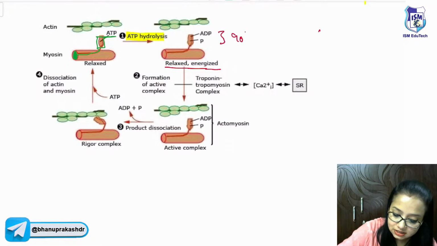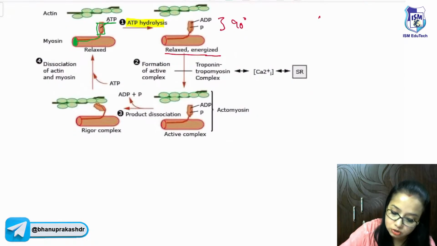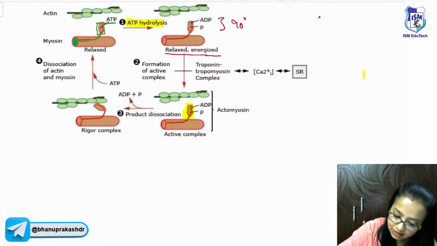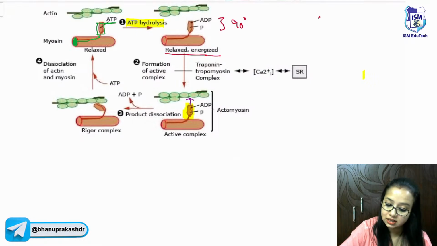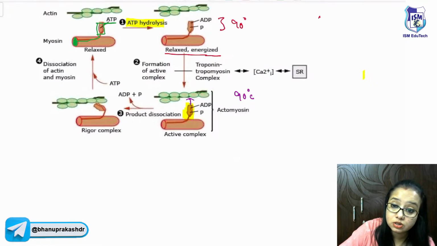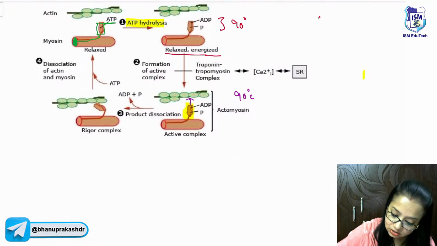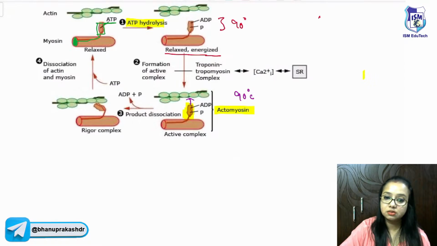In this condition, a 90 degree angle is maintained and it approaches the actin. As you can see here, the myosin head is now heading towards the actin at 90 degrees. Now, this approach and the very close distance they lie at, this myosin and actin, the whole complex which is so close to each other and has just started the physical contact, is called the actomyosin complex.